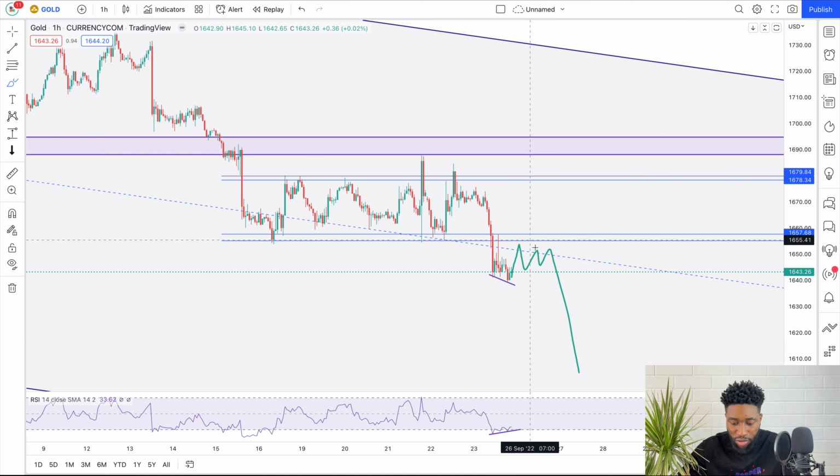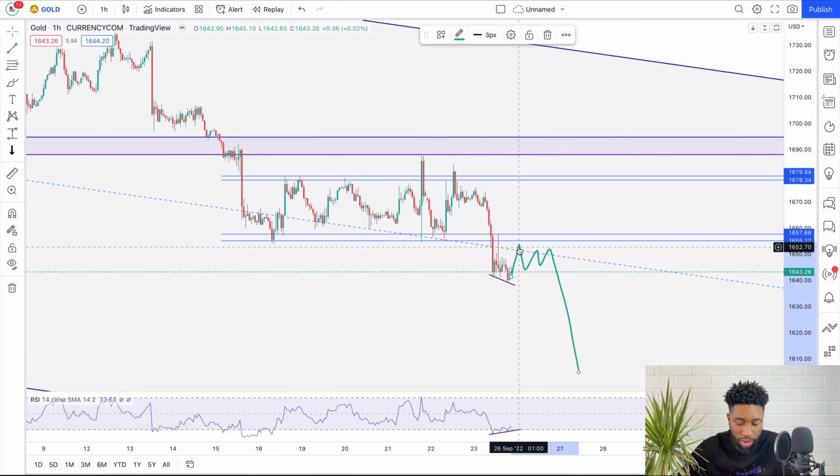I'm not expecting any huge fundamentals this coming week, except for NFP, which will be coming up next Friday. That's something to pay attention to as you trade these currency pairs or commodities like gold.